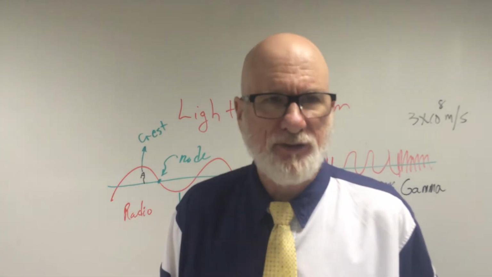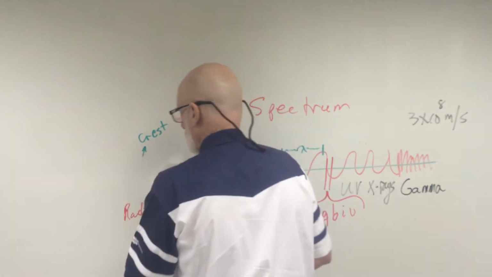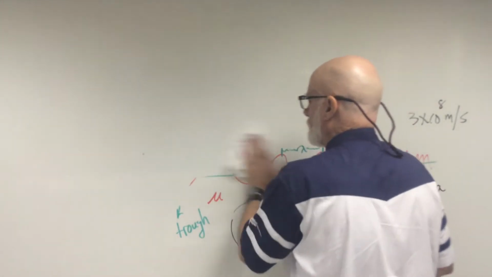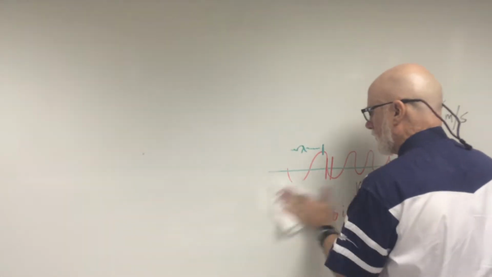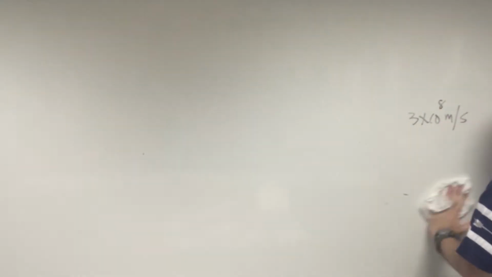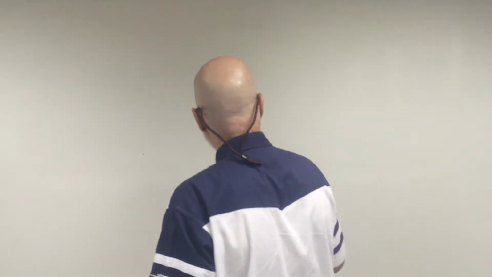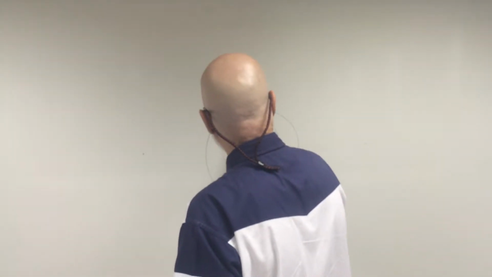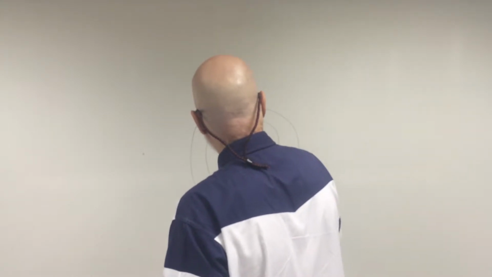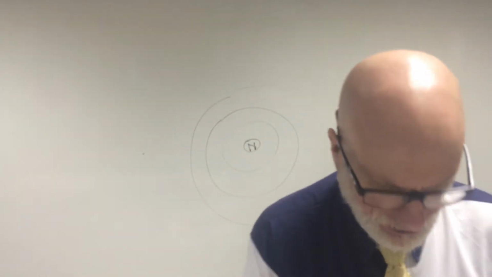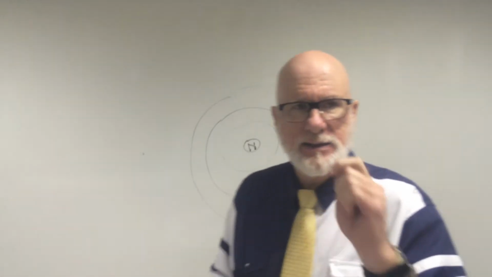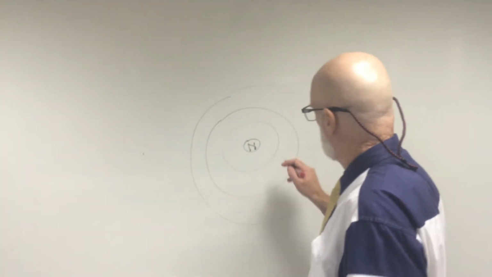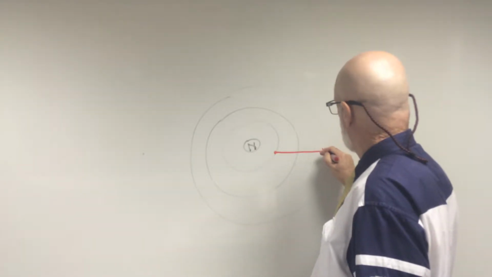Well, where does all this come from? It comes from when something is irradiated, some kind of energy irradiates an atom, and the electrons jump.